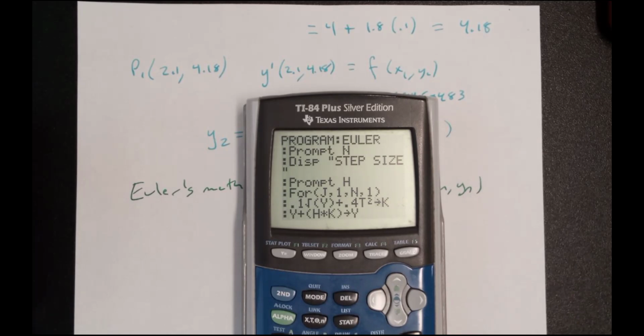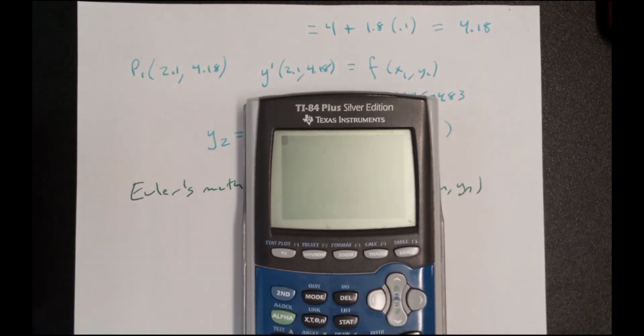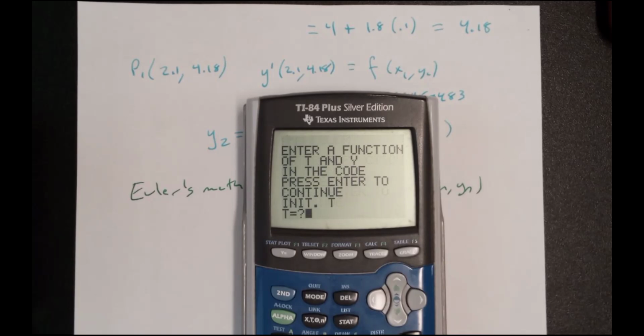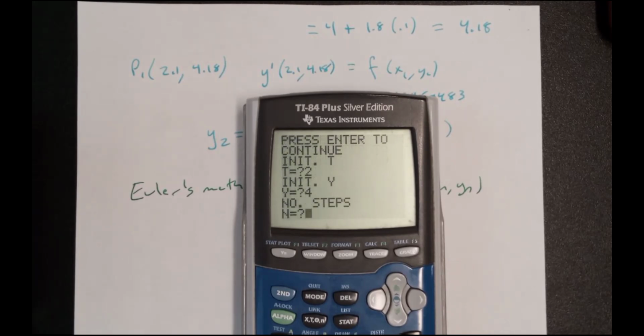Right? So I quit out of editing. Let's run it again. I know the function is in the right place, so I can just hit enter. What was my starting x value? 2. My starting y value? 4. How many steps was I going to do? And each one was going to be 0.1.